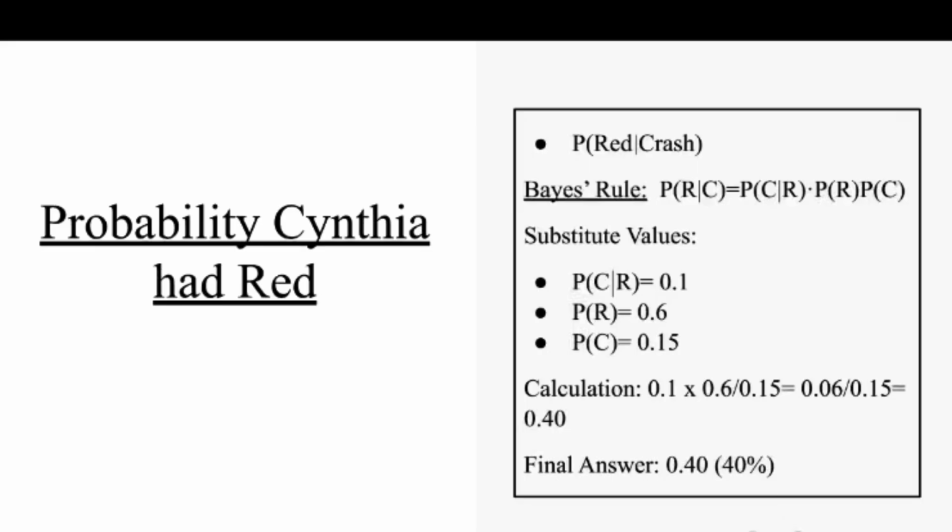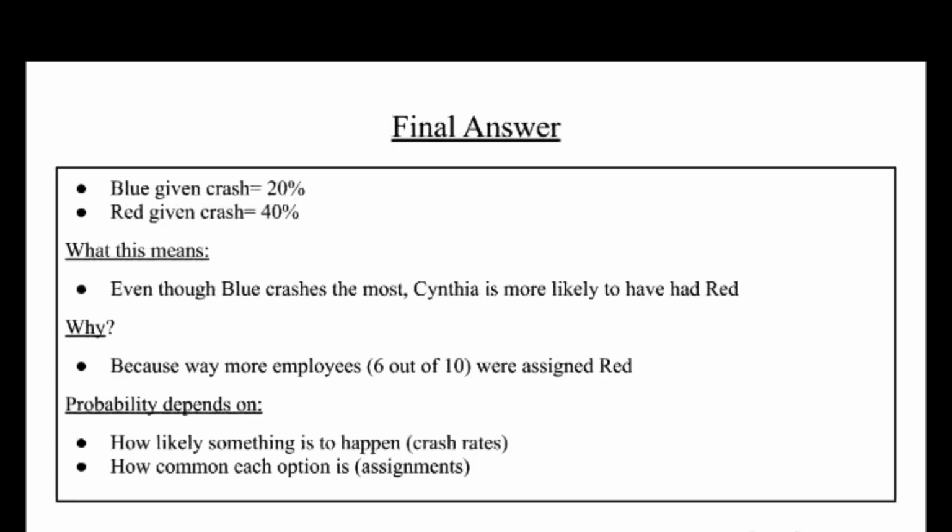Now we repeat the same process for red. The probability of red crashes is 0.1, and the probability that Cynthia had red is 0.6. Dividing by the same total crash probability of 0.15, we get 0.4, or 40%.